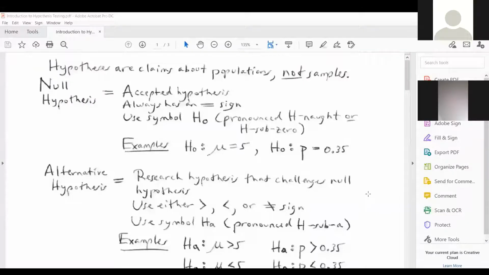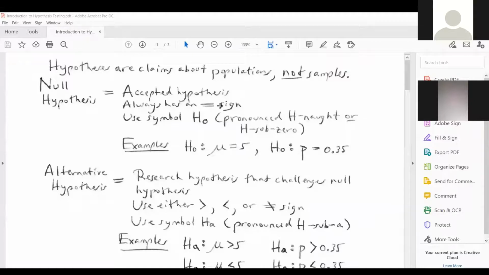All right, so she talked about 2 types of hypotheses: the null hypothesis, which is basically the hypothesis that is accepted right now. So it's basically what people generally accept. And then we have the alternative hypothesis, which is a competing hypothesis. It challenges the null hypothesis.